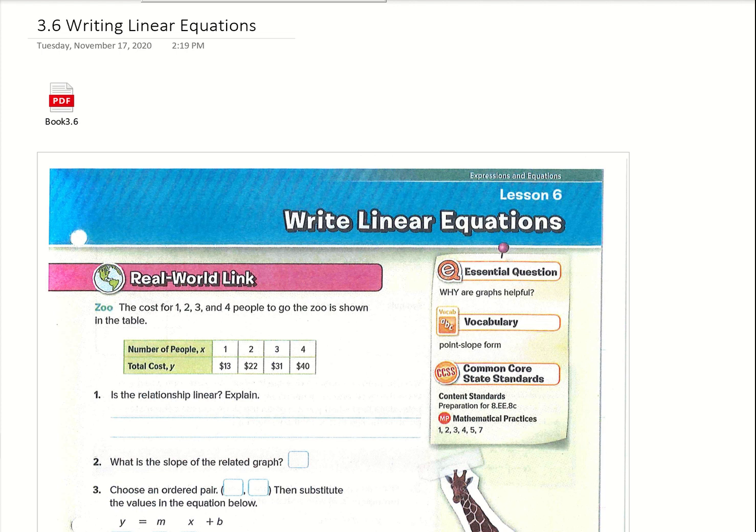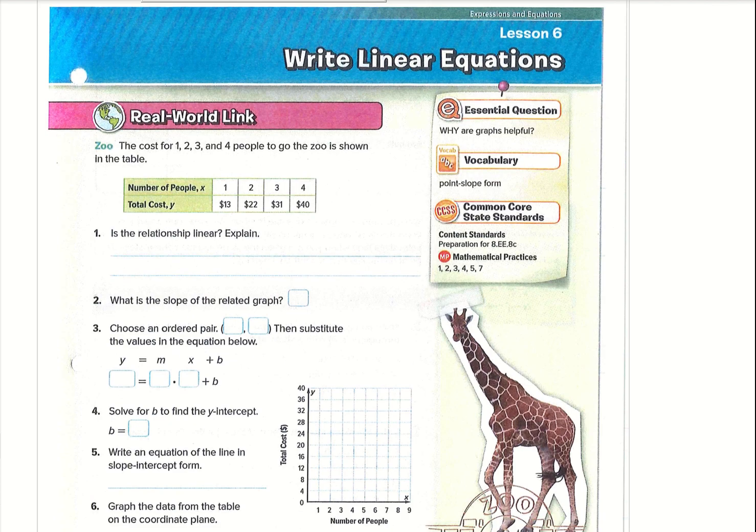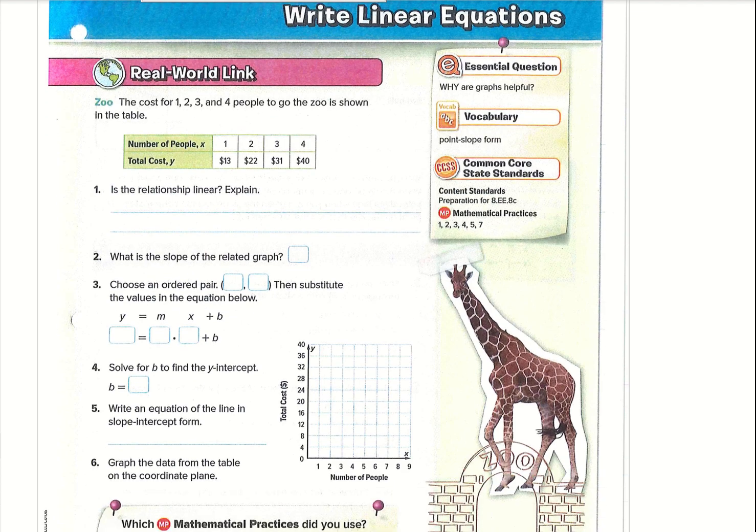Today we are doing 3.6, which is writing linear equations. So let's just jump right into it. This is right off the back of 3.4, which was slope-intercept form. Basically, the idea here is to use different things to rewrite equations into slope-intercept form. Alright, so let's get started.